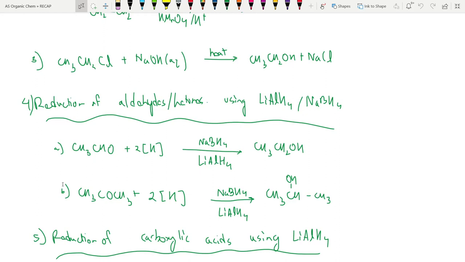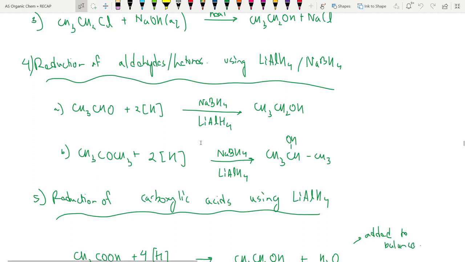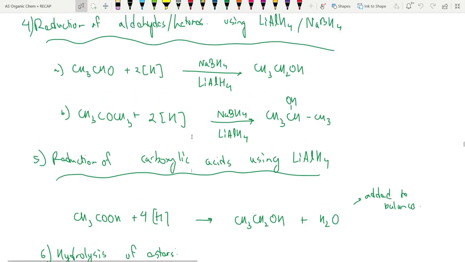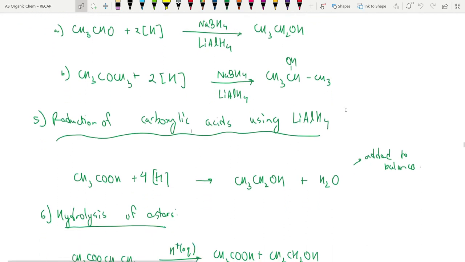These come quite often. So you will only give a water on the right hand side if necessary. For example, I did not require water to balance the equation, so I did not give water on the right hand side. Okay. We can also reduce carboxylic acids using LiAlH4 only to get the primary alcohol. Okay. So aldehydes give us primary alcohols, ketones give us secondary alcohols.